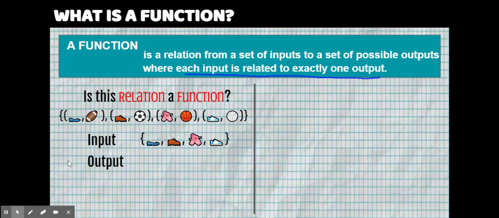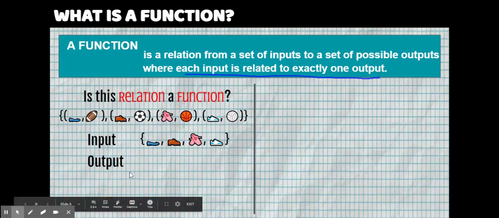Hopefully you said that the input would be our X values, and the X values always come first in our ordered pairs. Therefore, our input values are our shoes. And that's a blue flat, a brown boot, ballet slippers, and tennis sneakers. So what are our outputs then?